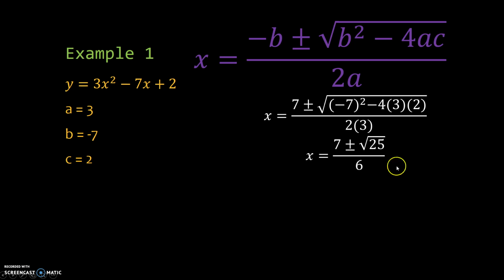So now that we've simplified, we're going to go ahead and split this up. Since we have plus or minus, one of the fractions is going to be a plus, and one of the fractions is going to be a minus. Our final step here is to go ahead and simplify this. We're going to go down to decimals.